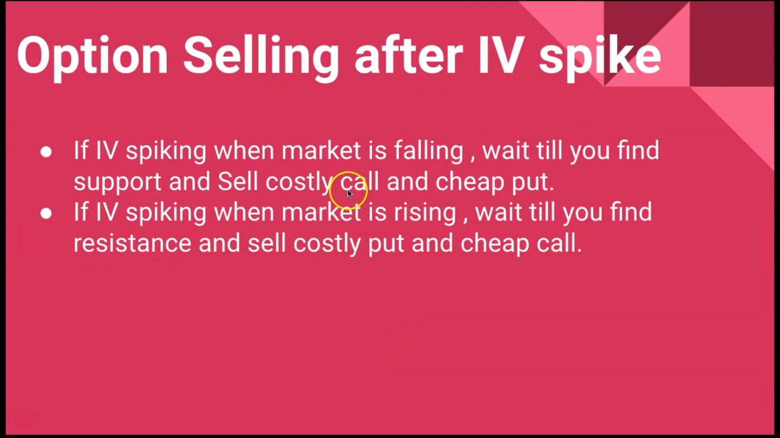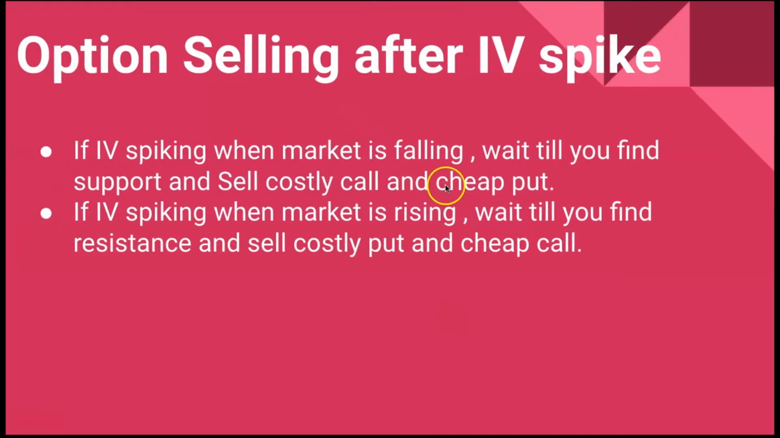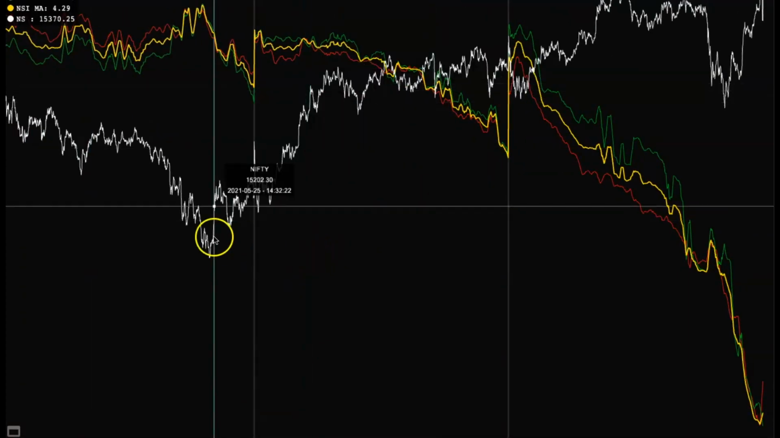We should take the entry of selling the costlier call option and cheaper put option. For example, around a 300 rupees call option and a 250 rupees put option. That is because due to the momentum, if there is an even bigger fall, our position will not have much loss. And when the market is getting flat or reverses, both the call option and put option will have good theta decay. For example, look at this chart.